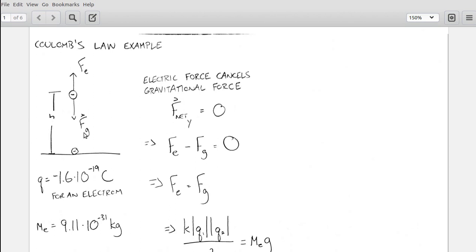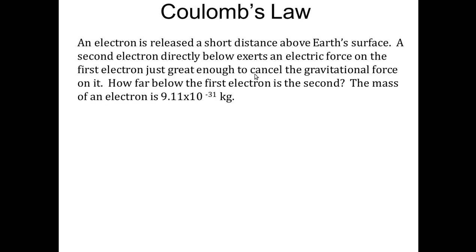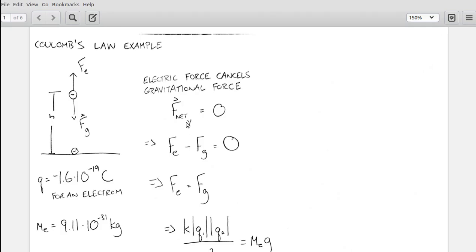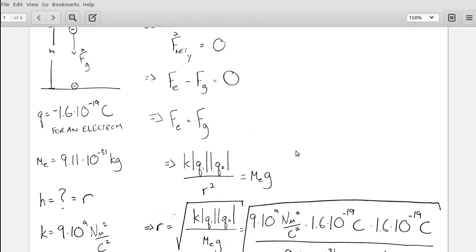I'm going to write Newton's second law in the y direction, and I'm setting it equal to 0 because the problem said that the electric force on the first electron is great enough to cancel the gravitational force. So the net force in the y direction is 0. That means the electric force minus the gravitational force is 0, so they're equal to each other. That makes sense, right? The electric force is canceling out the gravitational force. They're equal to each other.